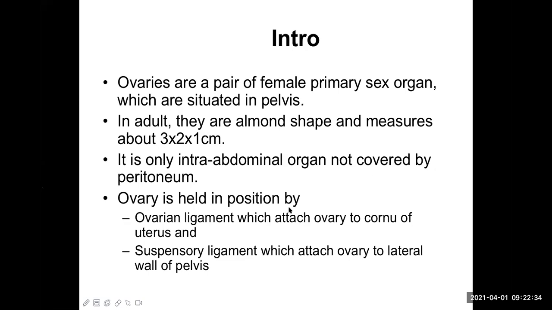And the ovary is held in position by two ligaments. The ovarian ligament attaches the ovary to the cornu of the uterus. Now, the cornu is the area near the fundus, from where the fallopian tube will start. Actually, that area is called the cornu. So the ovarian ligament will attach there, and the suspensory ligament attaches the ovary to the lateral wall of the pelvis. So these are the two ligaments which are supporting the ovary: the ovarian ligament and the suspensory ligament.